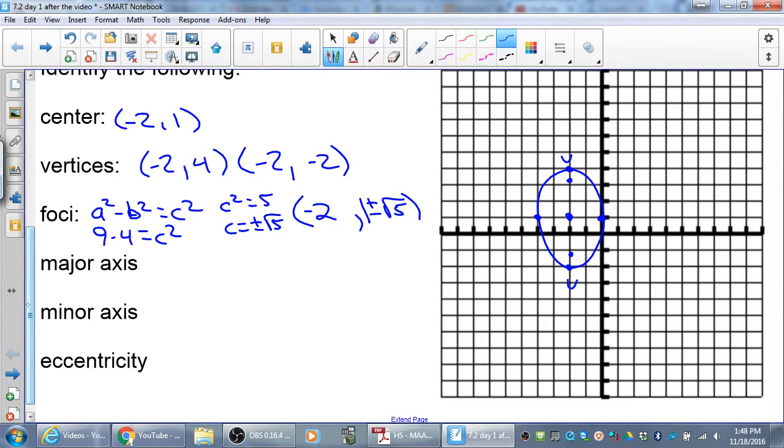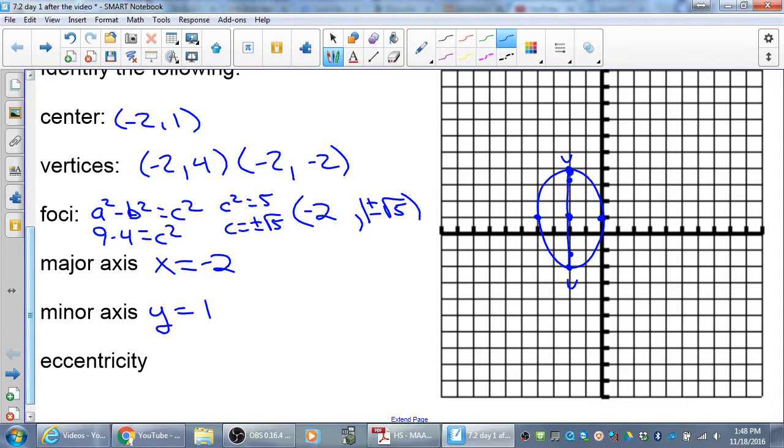Major axis. That's the longer axis. That's on the line x equals -2. So the major axis is really a line segment. But when they say, what's the major axis, we give the equation for the line. The minor axis is the shorter one, in this case, y equals 1.